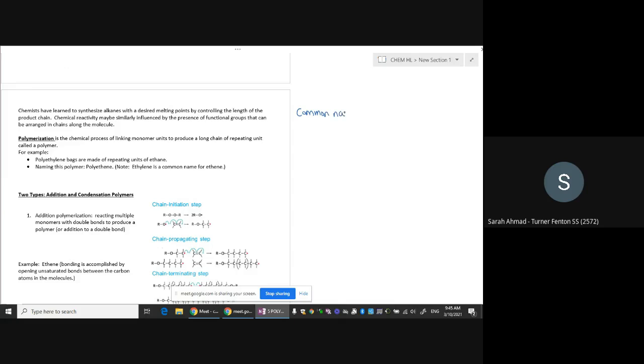So what you need to know is that the common name for ethene is ethylene, right? The IUPAC name is ethene. So when I have a bunch of ethenes hooked up together in a long sequence, it makes me my plastic bag. You know, those plastic bags that are now found everywhere.